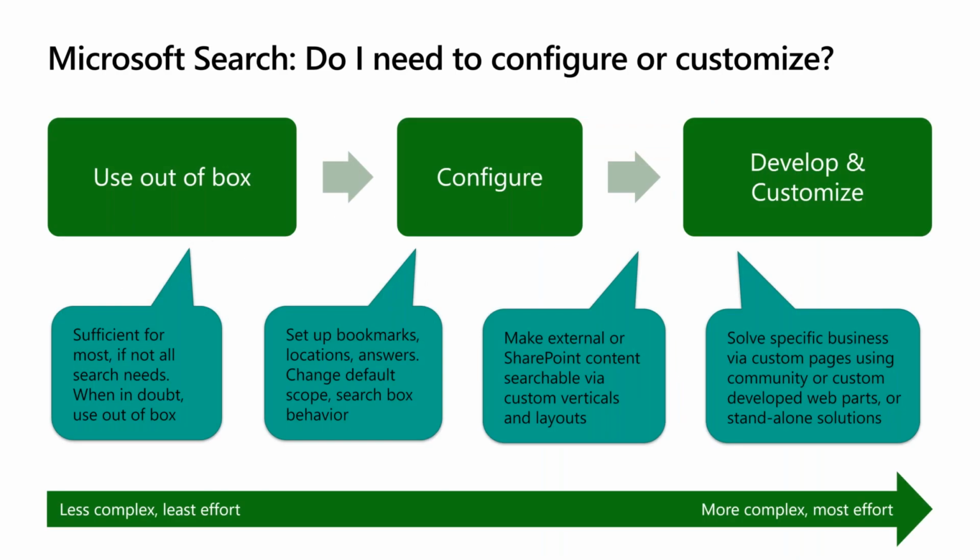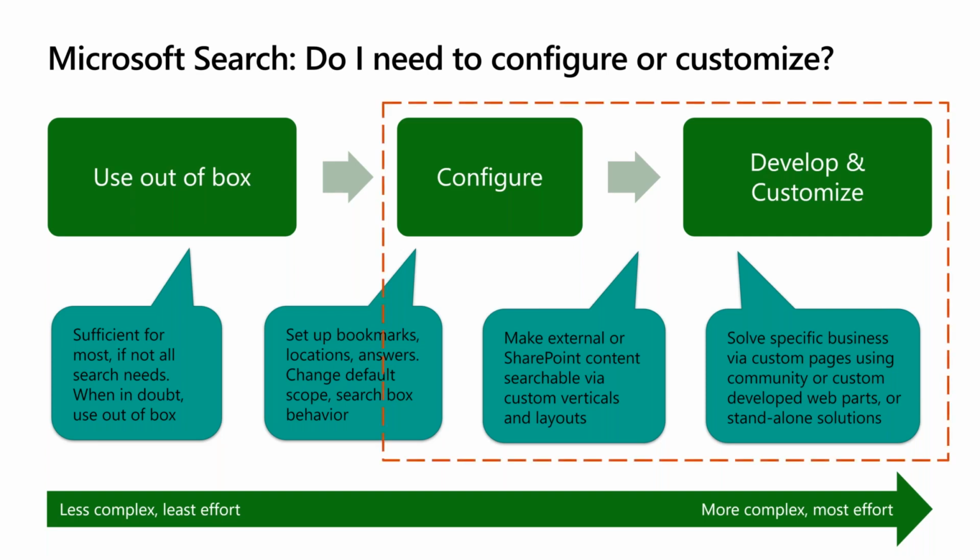So when do you need to configure or customize? You can start with out of the box. It works for the majority of scenarios, I would say, and for small or medium businesses, it might be okay. But if you go in the configure option, that means if you start to look at, okay, what kind of searches are not yielding results? Are you seeing too many results? Are you not seeing results? Do you need to start to set up maybe some of the bookmarks and answers? Do you need to figure out in SharePoint to change the scope of some of the sites, which I'll touch on later?